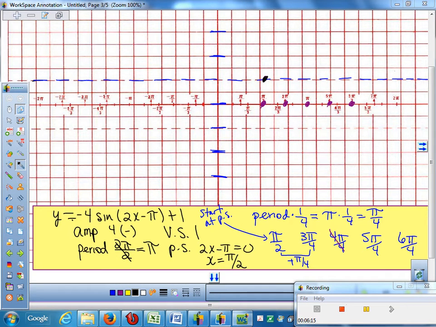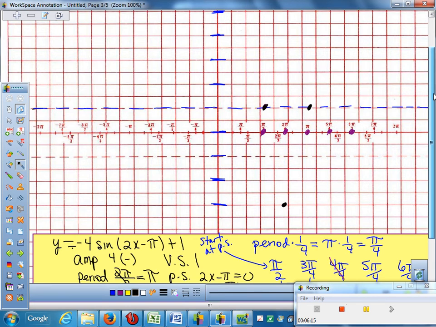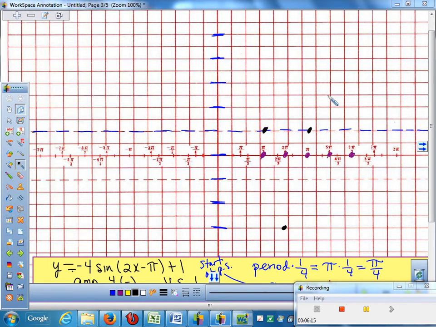I've already marked off how low I have to go to be 4 down. So at the second point over, 3 pi over 4, I'm coming down 4 units, and I'm down here at the bottom of my wave. Okay, at pi, I will be back on the axis. The next point over, 5 pi over 4, I would be going up then, so I would be at the highest point, clear up here at a peak. Then, at 3 pi over 2, I am back on the axis.